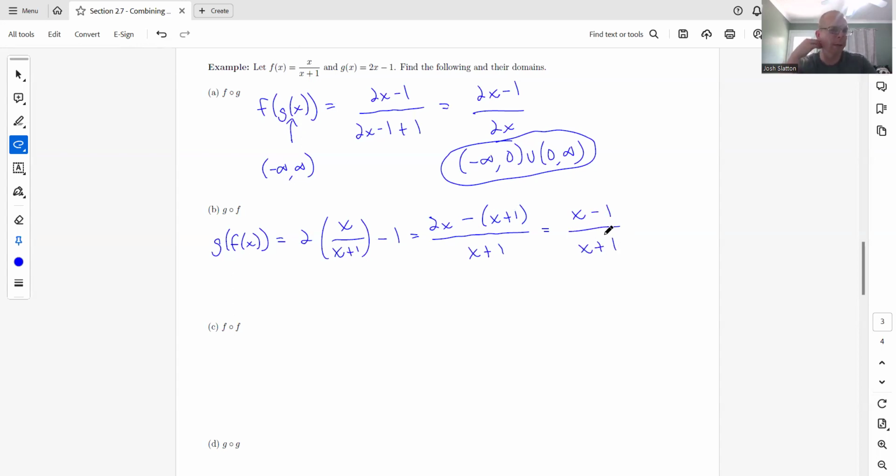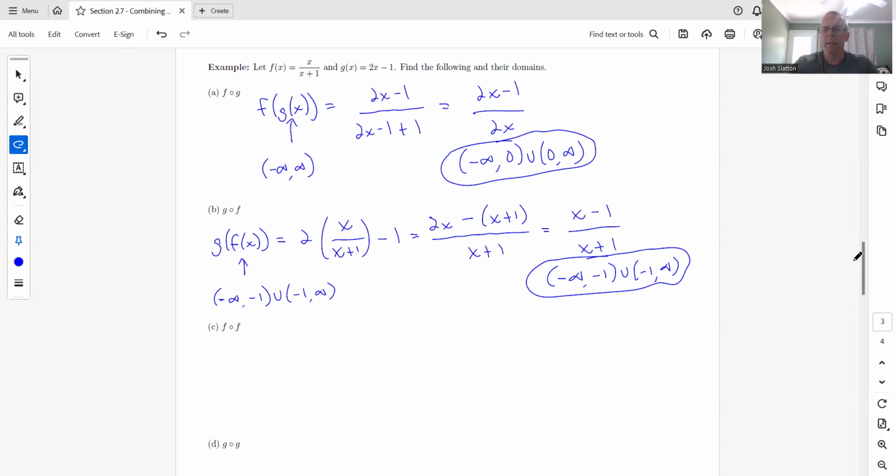All right, so now what's the domain? So the domain of this one is, so we had x plus 1 in the bottom, so we've got to take out negative 1. So negative infinity to negative 1, union negative 1 to infinity. And this one is actually the same. So we have the same denominator. So that one makes this one easy to find the domain.